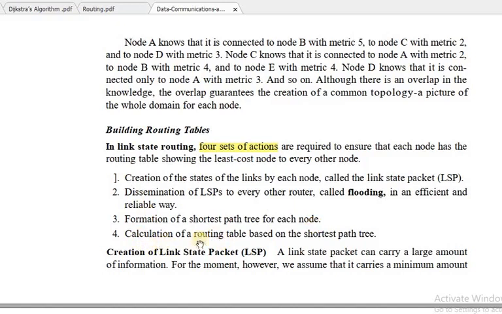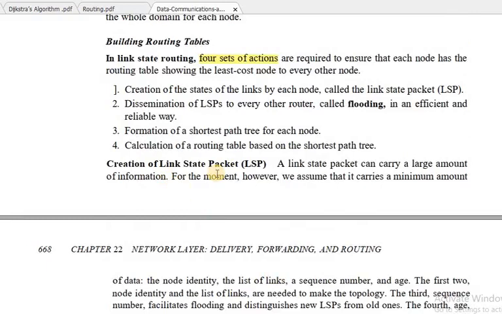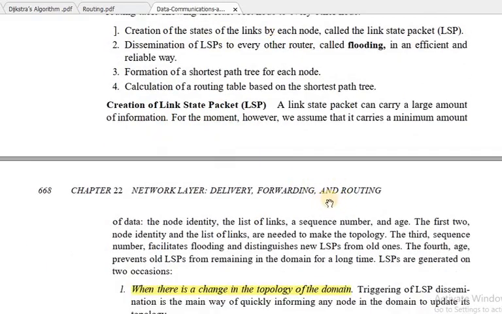Then calculation of a routing table based on the shortest path tree. After we determine the tree, we are going to go for the routing table. Then we come to creation of link state packets, how these packets are basically created and transmitted. So please go through this particular paragraph.